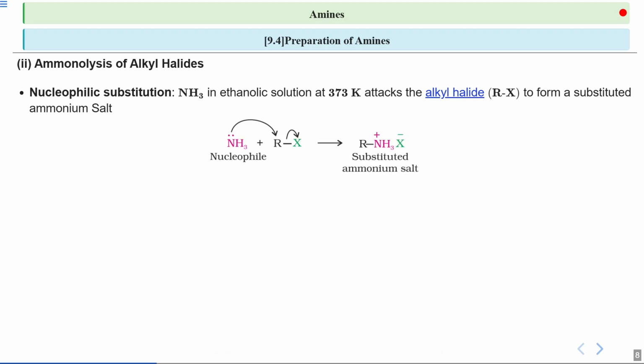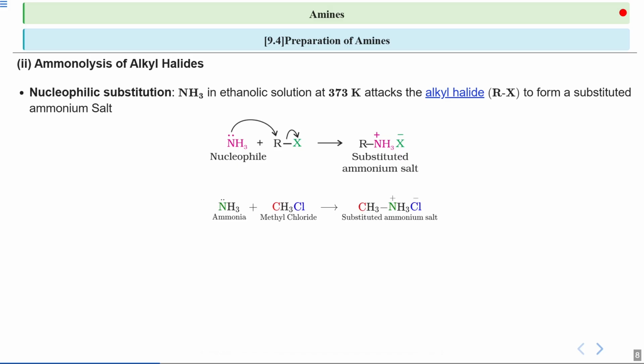Now look at this reaction. As I told you, ammonia acts as a nucleophile. If it is acting as a nucleophile, what will it do? It will donate a pair of electrons. Ammonia will attack this alkyl halide and replace the halogen, and it will form a substituted ammonium salt, which is RNH3+ and X-. So ammonia has replaced the X, or halide, from this alkyl halide and formed a substituted ammonium salt.